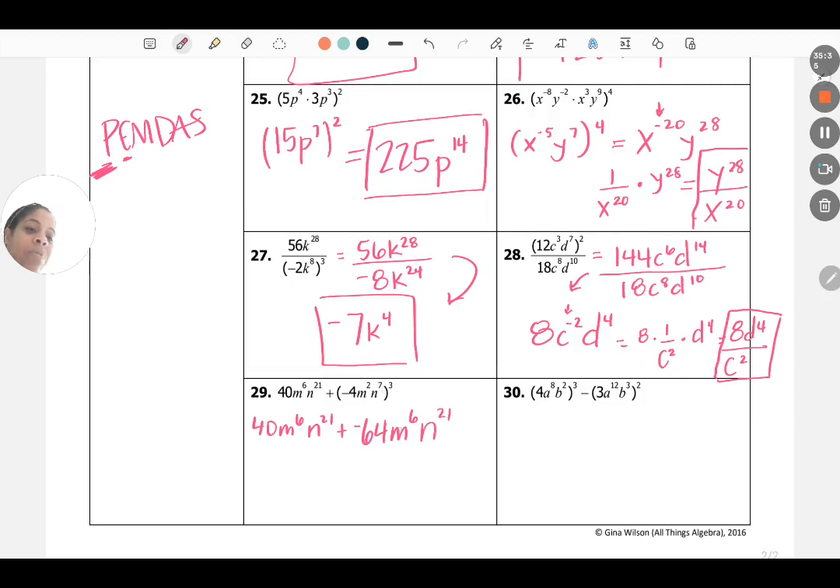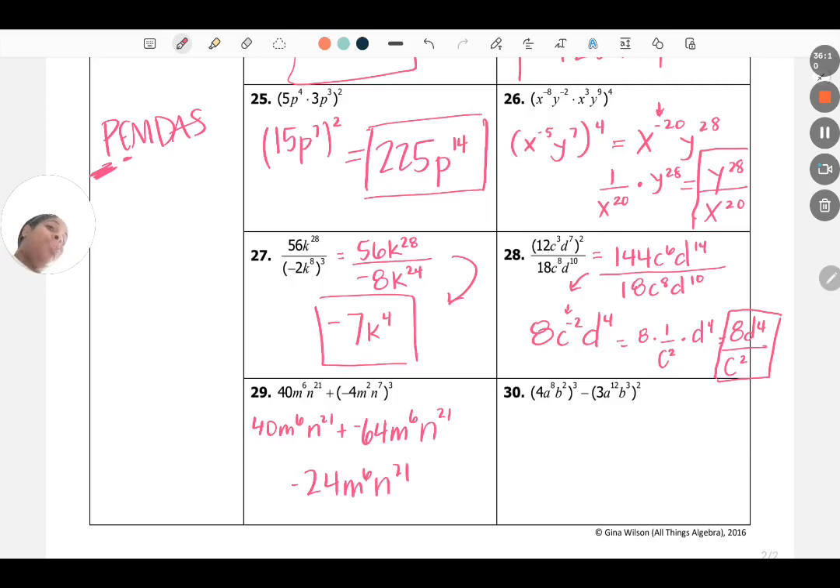Oh, look at that. They want us to combine because they are like terms. The exponents are the same for m and the same for n, which means we just combine the numbers and leave the variables the same. So 40 plus negative 64 would be negative 24 m to the 6 n to the 21st.